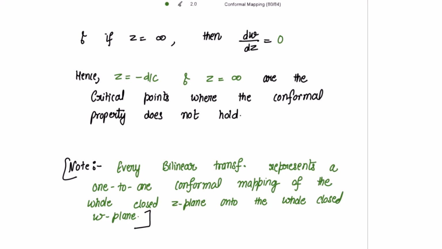Please remember this. So note, every bilinear transformation represents a one-to-one conformal mapping of the whole closed Z plane onto the whole closed W plane.